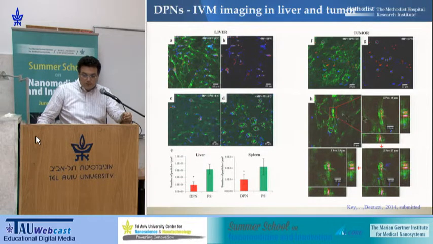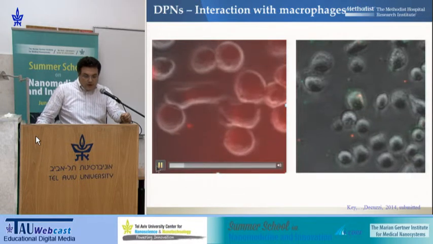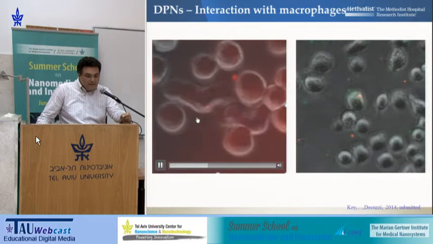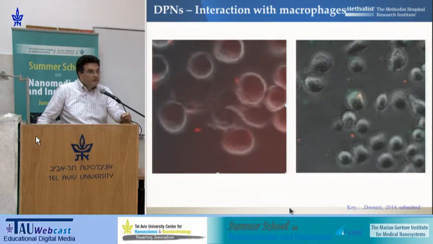shows that in the tumor, the particles are actually within the vessels. They are not extravasating. They are depositing within the vessels as the theory and as the in vitro models have been predicting. Now, what happens when we incubate DPNs, red here, with J774, murine macrophages?